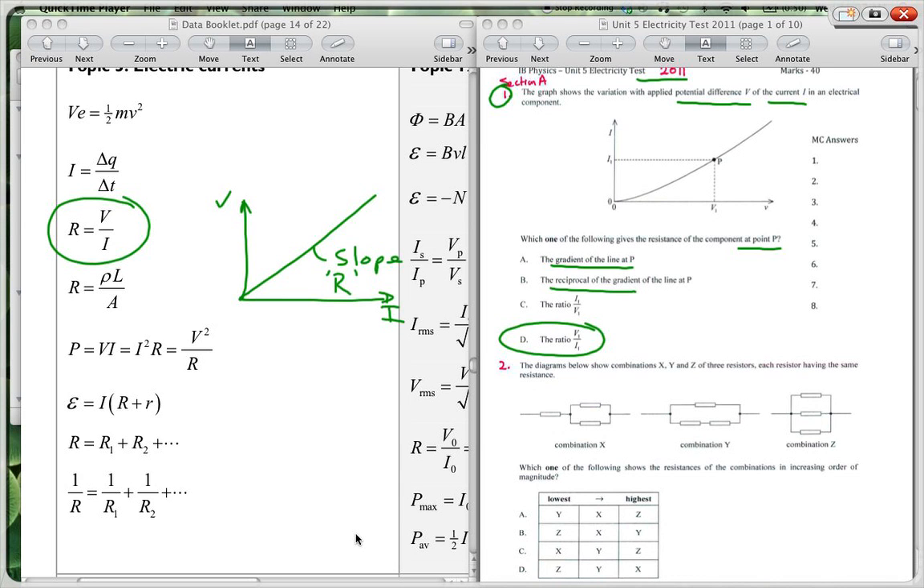But in other components where that isn't the case, whenever you want to find a resistance at a certain point, it's just those values: V1 over I1 is equal to the resistance.